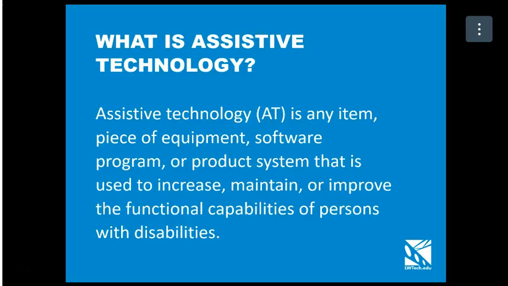What is assistive technology? Assistive technology is an item, piece of equipment, software program, or product system that is used to increase, maintain, or improve the functional capabilities of persons with disabilities.